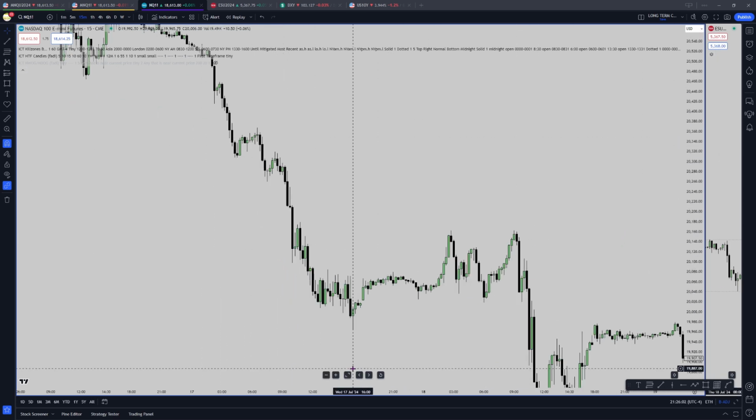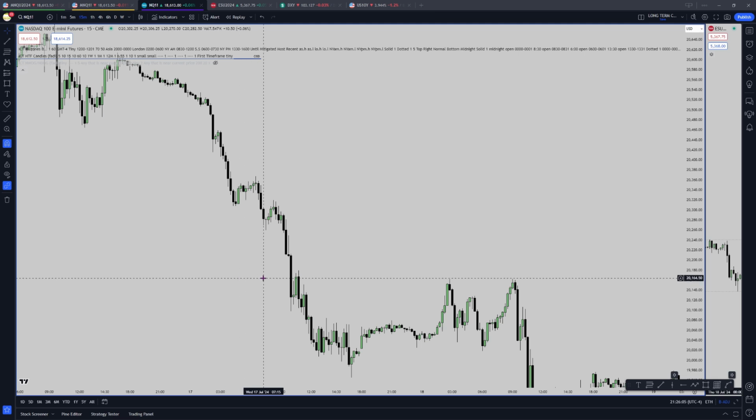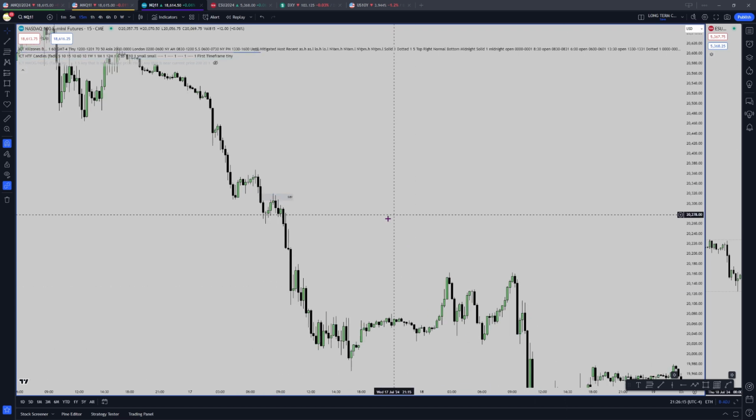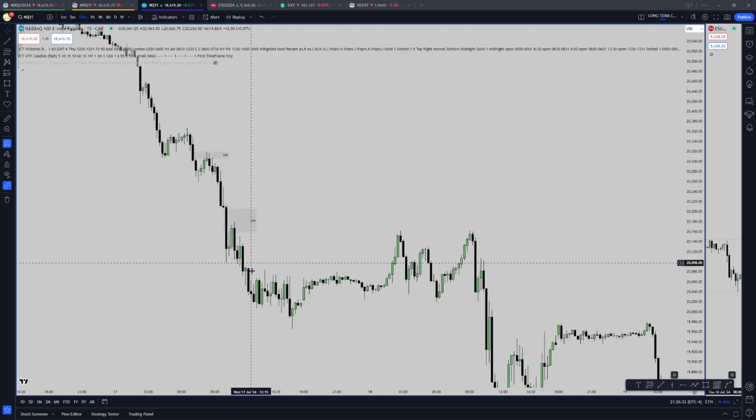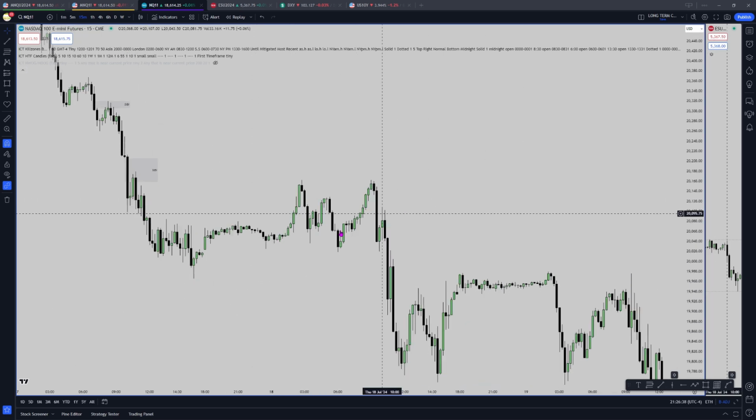So if I mark out 8:30 right here, 8:30 manipulates into this gap. So after we get an 8:30 manipulation, what do we expect 9:30 to do? Distribute. So we see distribution throughout 9:30, and then 10 o'clock we kind of get a chop towards the opening, and then we have this fair value gap, and 10 o'clock continues the trend until the draw on liquidity was met around here. Same thing on Thursday.